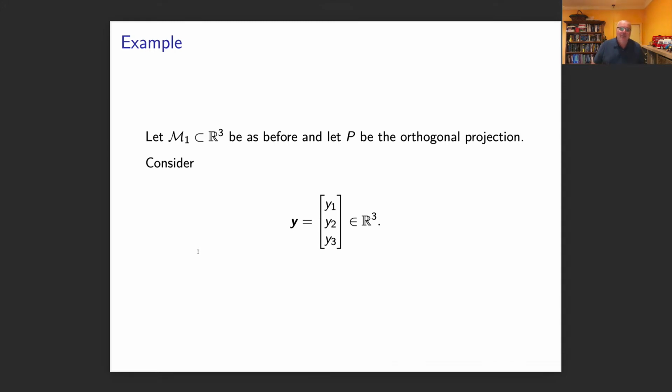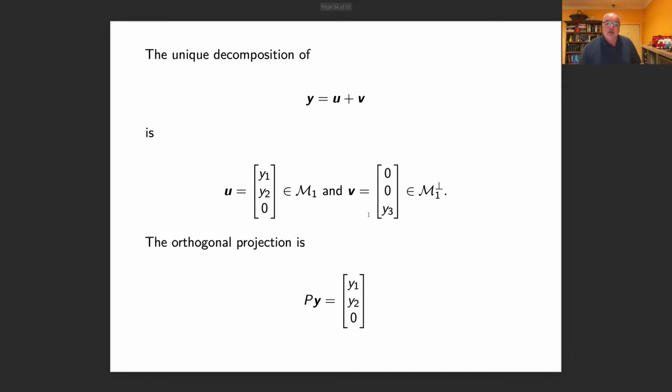So let's think about our example. We've got our M1 in R3, which was x1, x2, 0. We've got some arbitrary vector, y1, y2, y3 in three-dimensional space. And what I'd like to do is take this and split it so I get my vector in that x1, x2, 0 space and the vector in the 0, 0, v3 space. So that's what we want. We want to be able to split it into this form plus this form. And the orthogonal projection would take any vector and spit out y1, y2, 0. And you could think about writing your projection matrix to do that. And it would be a nice matrix in this form that would spit it out.